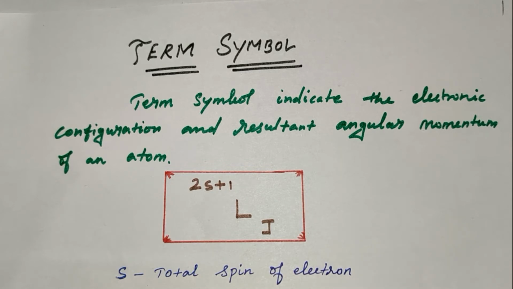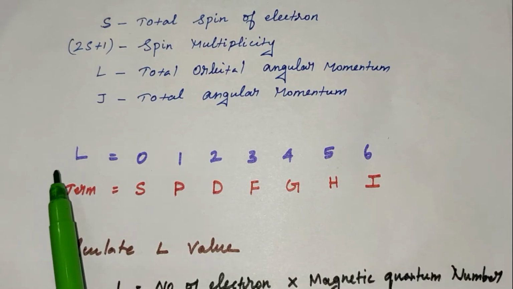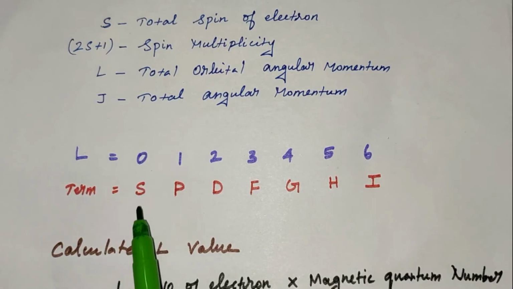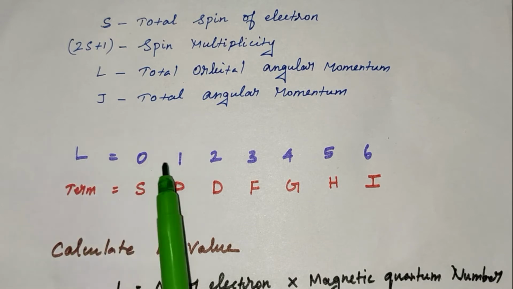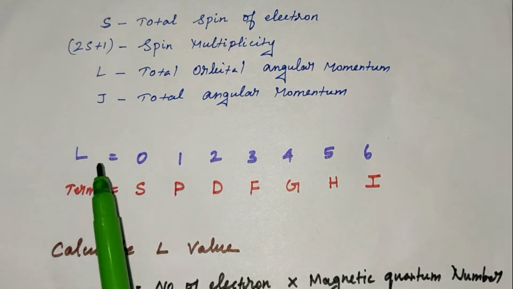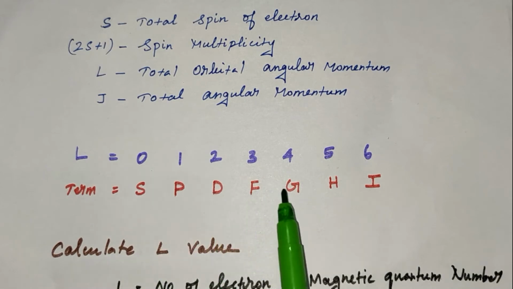Electrons have two types of spins. One is the upward direction and another one is the downward direction. If the electron is spinning in the upward direction, the value of S is equal to plus 1/2. If the electron is in the downward direction, the value of S is minus 1/2. When the value of L is 0, the term is given as S. L equal to 1, the term is P. L equal to 2, the term is D, and so on.